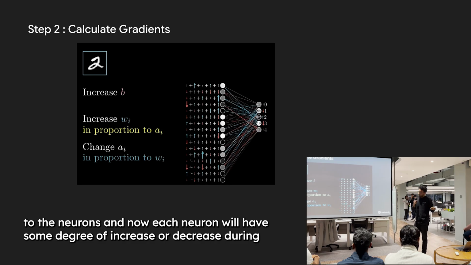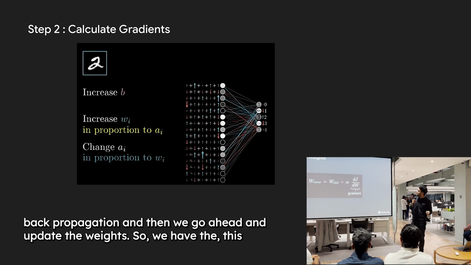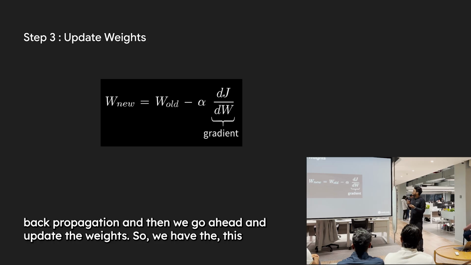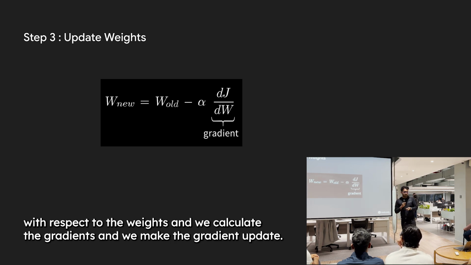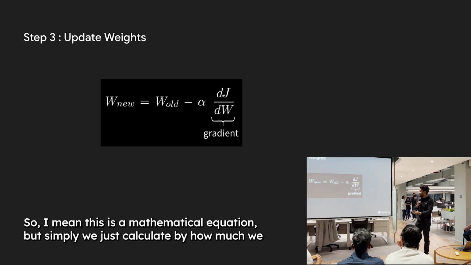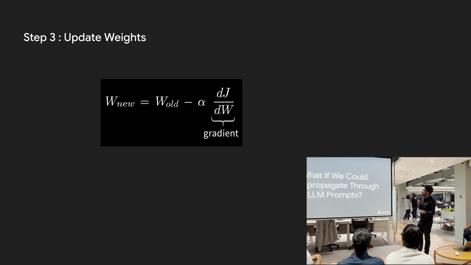And now each neuron will have some degree of increase or decrease during backpropagation. And then we go ahead and update the weights. So this is just the equation. dJ over dW is basically we differentiate the cost with respect to the weights, and we calculate the gradients, and we make the gradient update. I mean, this is a mathematical equation, but simply we just calculate by how much we need to update the weights, and we go ahead and update it.